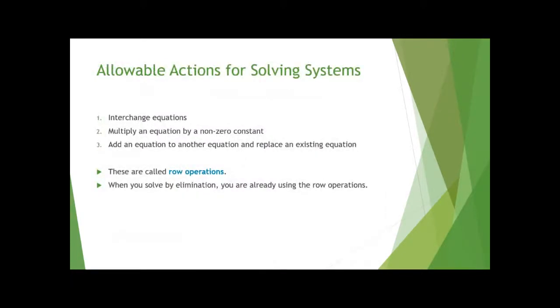To do that, there are three basic things that we can do, and these are allowable actions when you're solving systems. The first thing you can do is interchange equations. What that means is that if you have them ordered 1, 2, 3, you can just write them in a different order. That's all it means. So if you want the second equation to be your first equation, that's fine. Second thing we can do is multiply an equation by a non-zero constant. That's something that you do when you are using elimination. If you want to use elimination, you usually have to multiply one or more equations by a number so that things cancel.